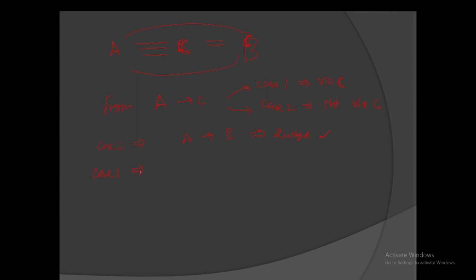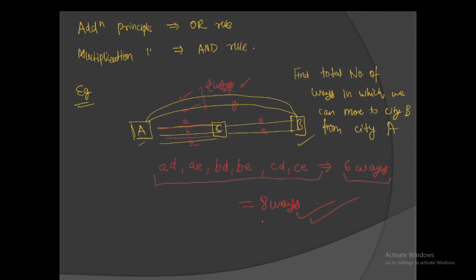But for case 1, we can move to city C from A in how many ways? There are three paths, so there will be three ways. I can take any one of these routes and go to city C from A, and then when we are in city C, we want to go to city B. We have two ways, right? We can take either this or this. So we have 6 ways. So in total we get 8 ways.